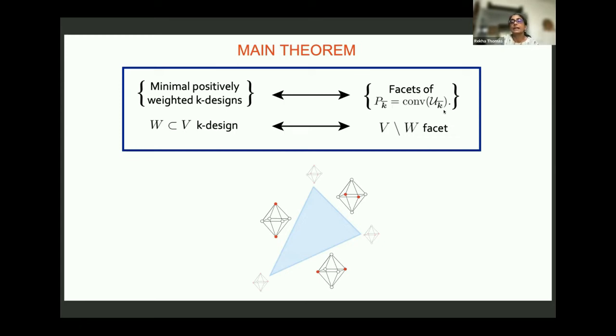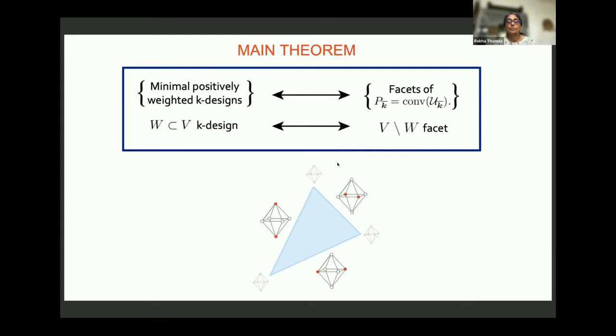These polytopes are given in terms of vertices, as the convex hull of some vectors. And the bijection is sort of a complementary bijection. If W is a k-design, then V minus W indexes the facet. So the smaller the design, the more vertices you will see on the facet. It's sort of an inverse bijection, and that is basically the main theorem. For the experts, this is basically a consequence of Gale duality, and I will explain that later in the talk as well.